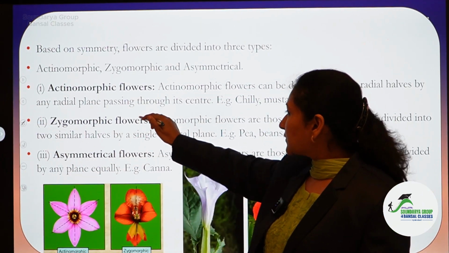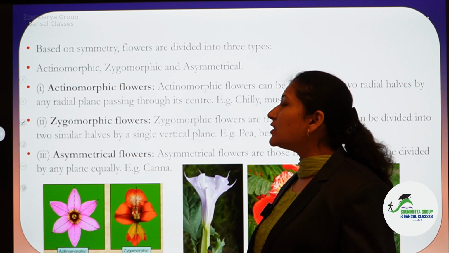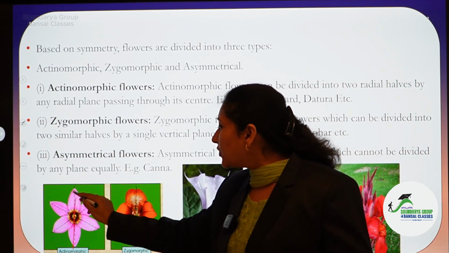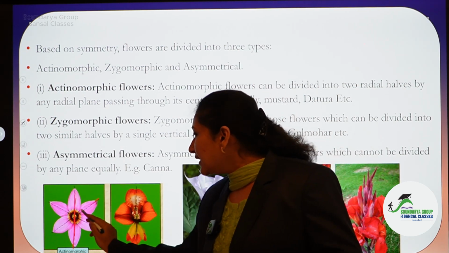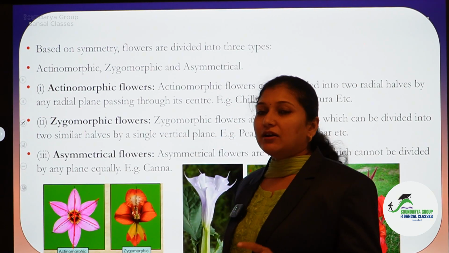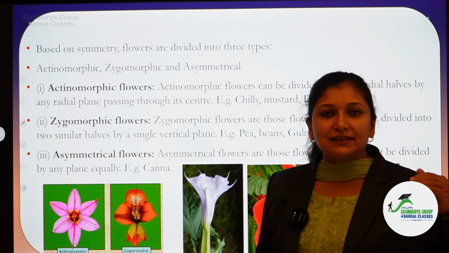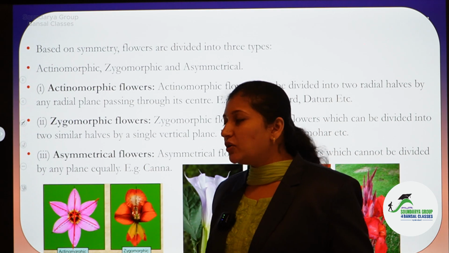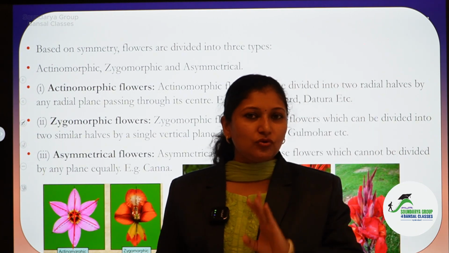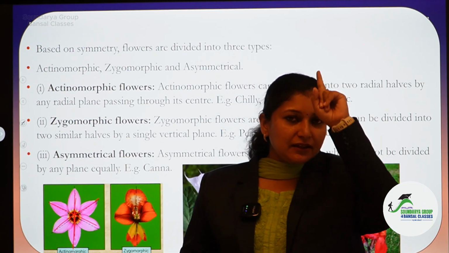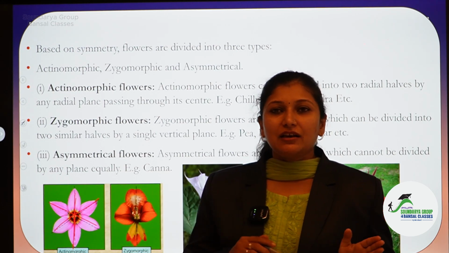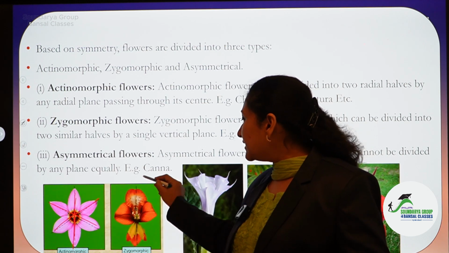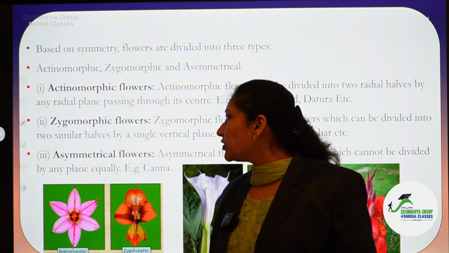Next one, actinomorphic. This is called the symmetry of the flower, where you can cut the flower into 2 equal halves at any axis, with only one condition, that the axis should cross the center. This type of flower is known as actinomorphic. If you can cut it into two equal halves only in the vertical axis, like in animals we have bilateral symmetry, if bilateral symmetry is there, we call it zygomorphic.